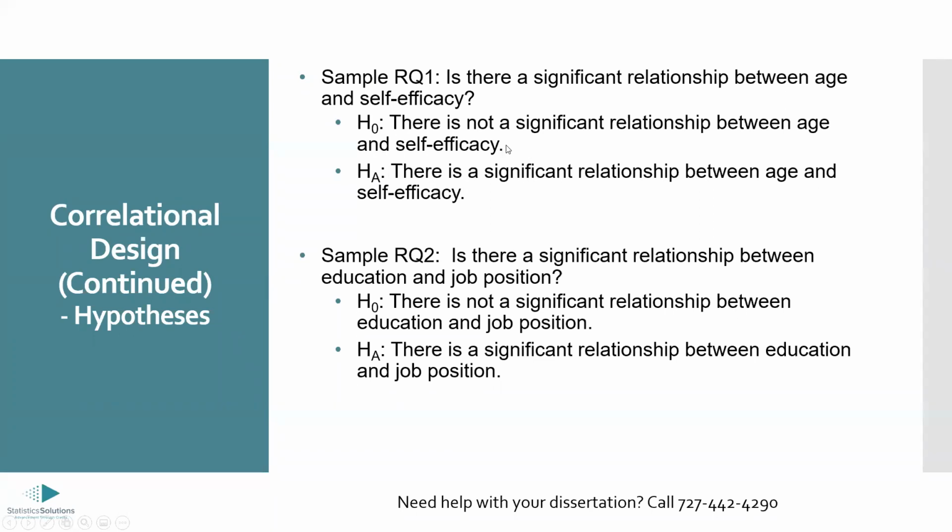99% of the time, we are trying to reject our null hypothesis. So the null is saying that there is not a significant relationship between age and self-efficacy. Usually in research, you're trying to prove that there is a relationship. So we're ultimately trying to disprove this statement or reject our null hypothesis, which in turn means we are supporting the alternative.